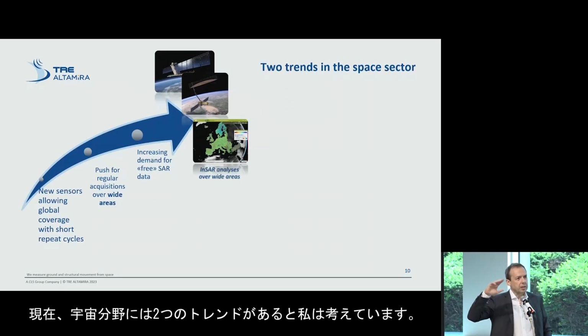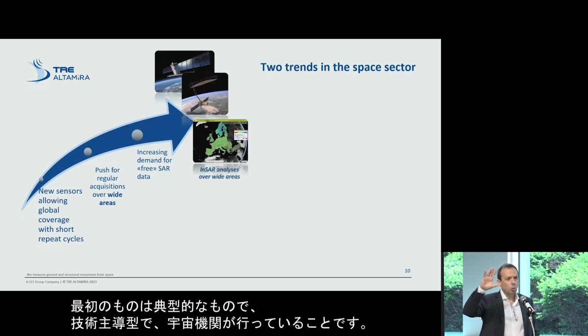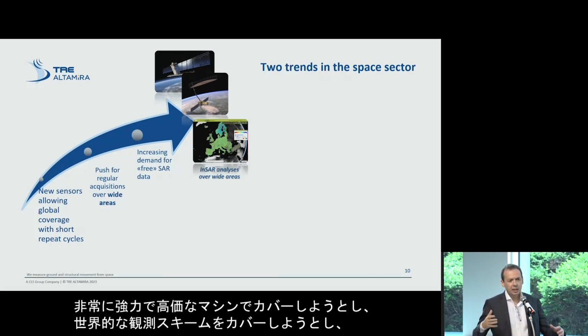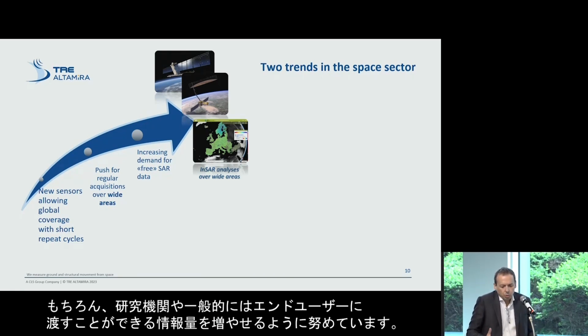I see 2 trends now in the space sector. The first one is typical, technology-driven, what the space agencies are doing, trying to cover with very powerful and expensive machines a global acquisition scheme, and try, of course, to increase the amount of information you can pass to research institutes and in general final users.